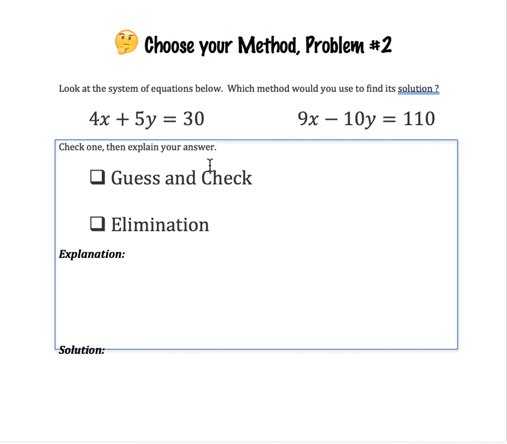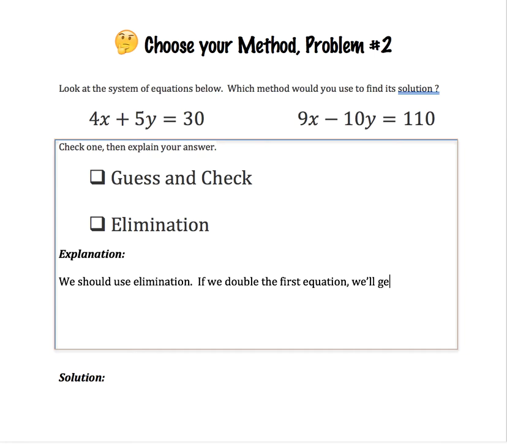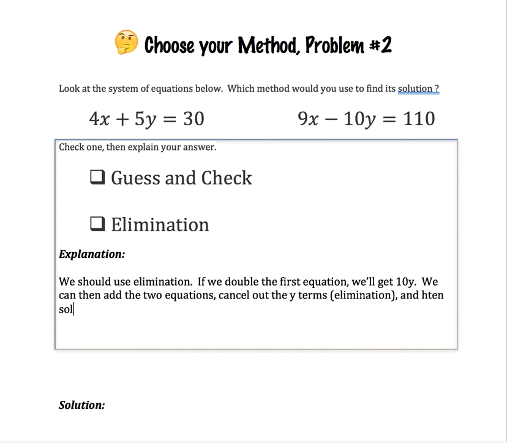And another reason elimination is going to be effective here is because if you look at the y coefficients, 5 and negative 10, if we double 5 and get positive 10, and then add these equations, we'll eliminate or cancel out the y term. So we should use elimination. If we double the first equation, we'll get 10y. We can then add the two equations, cancel out the y terms. That's called elimination, and then solve for x. So down here we're going to work on that solution.